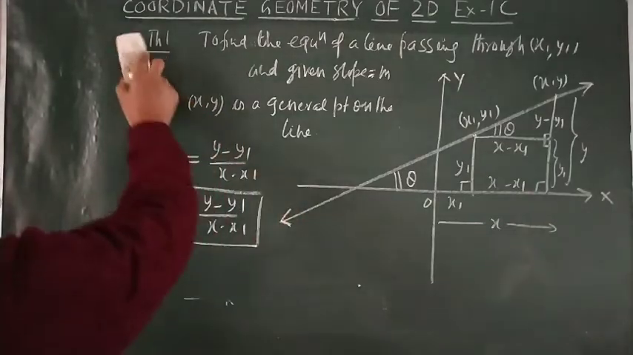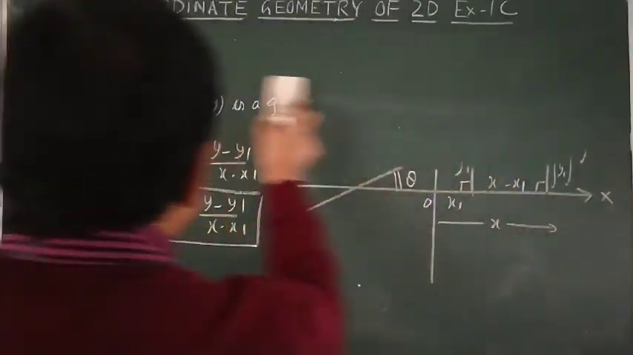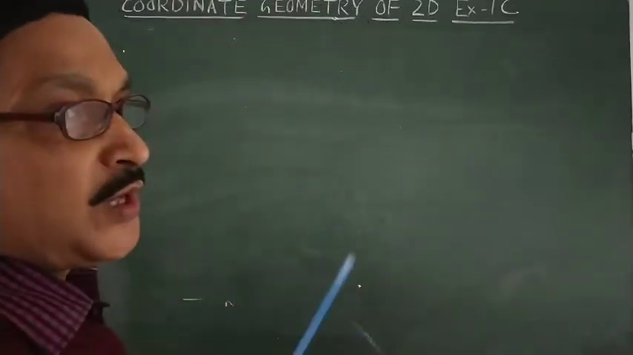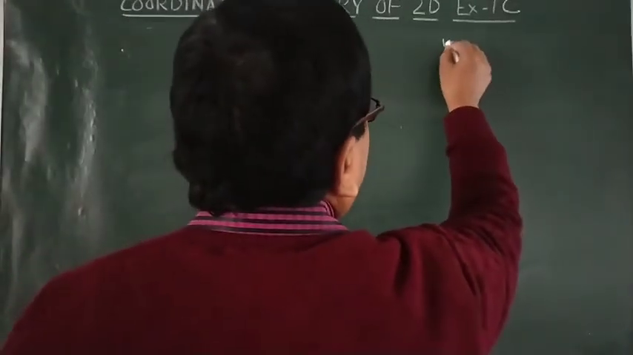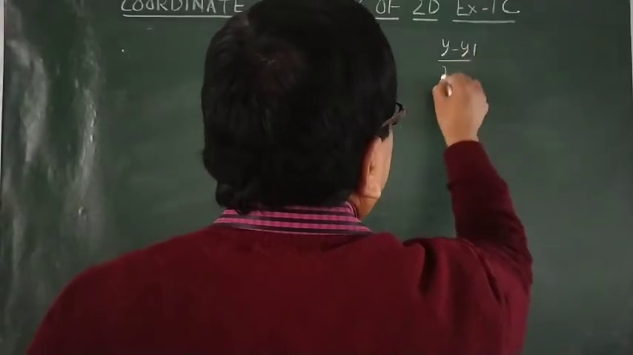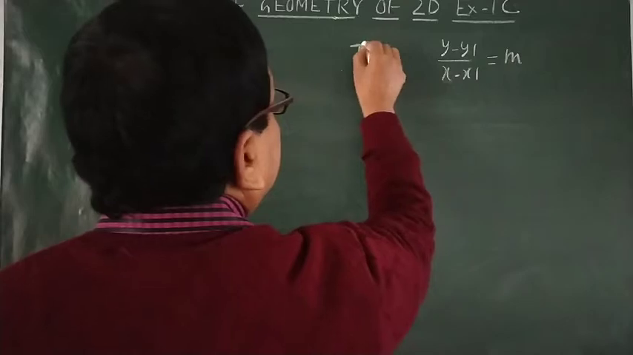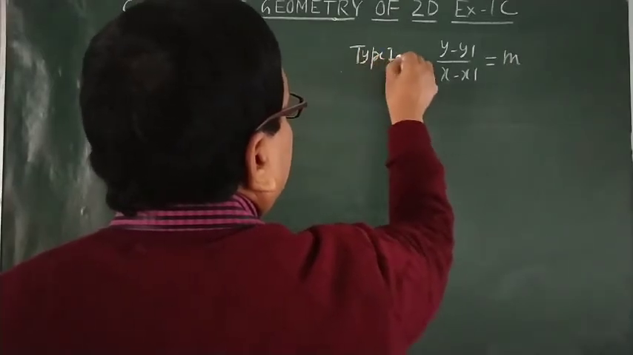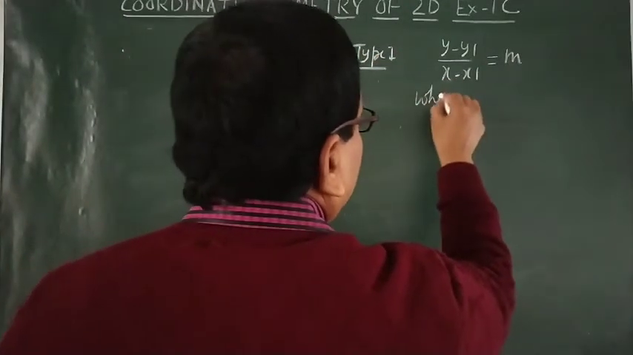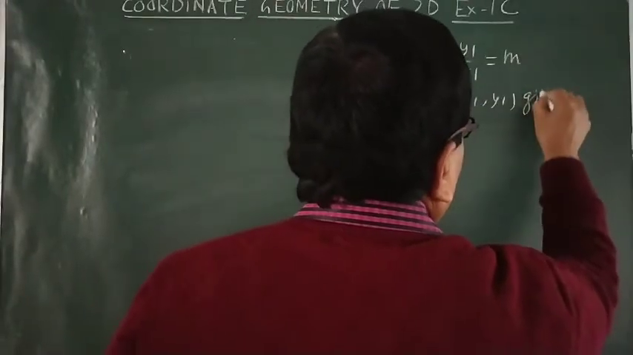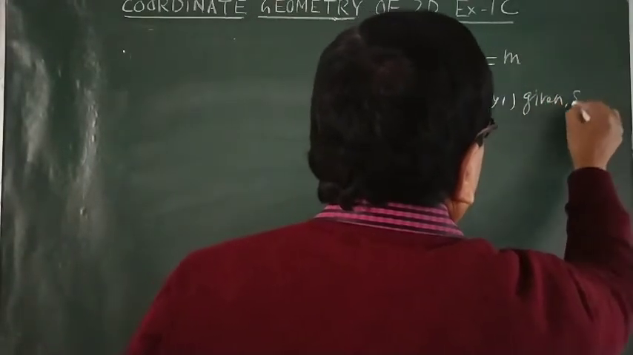Now remember this. It is known to us now that (y minus y1) by (x minus x1) is equal to m. This is type 1, when (x1, y1) is given and slope is given.